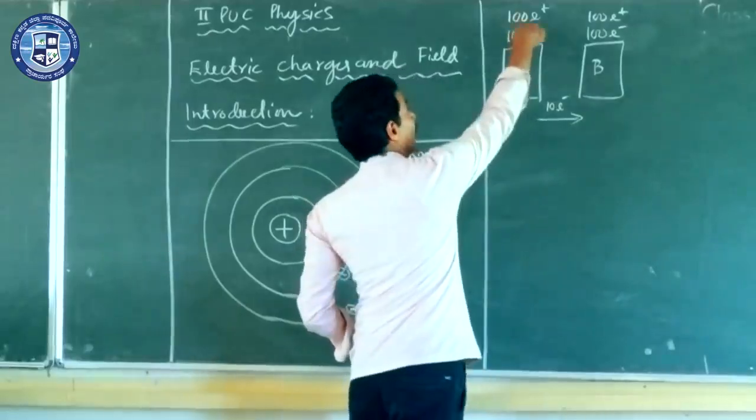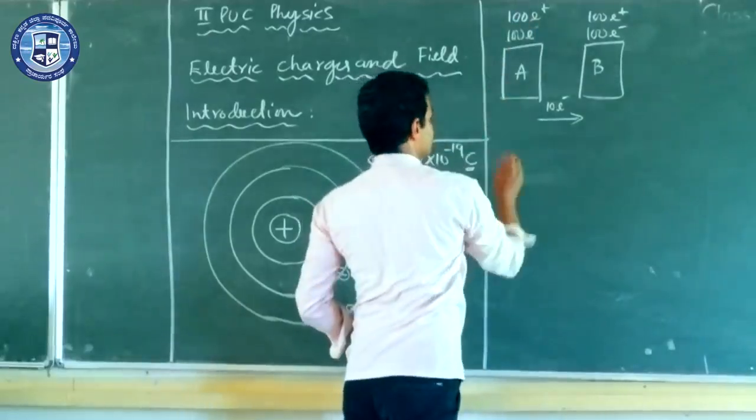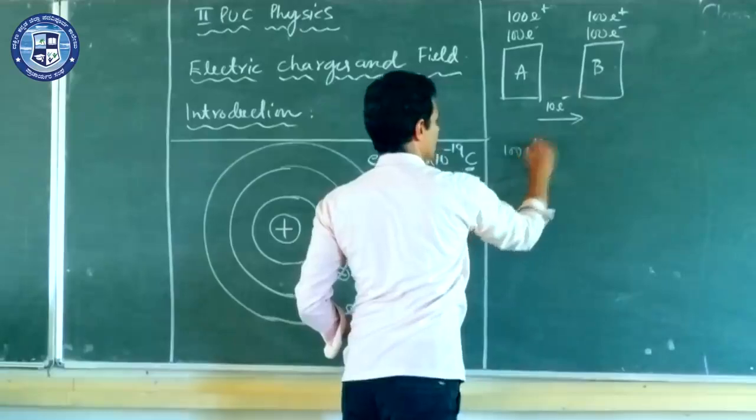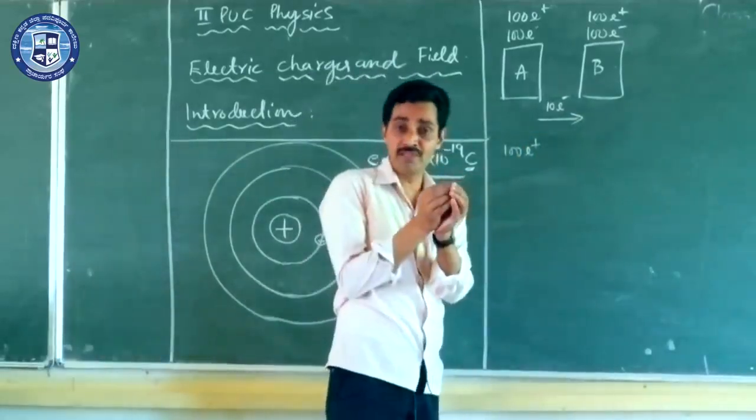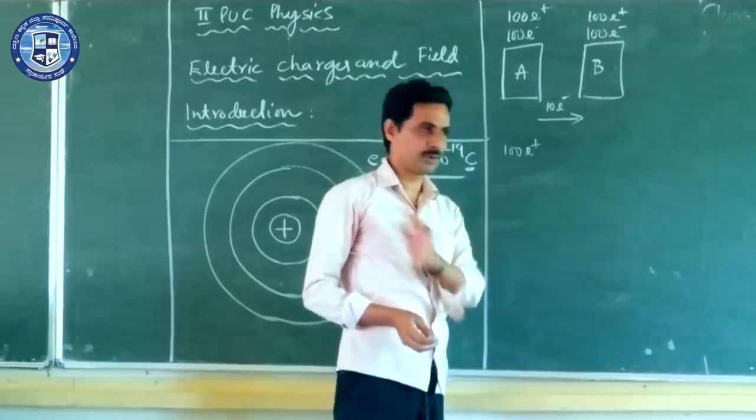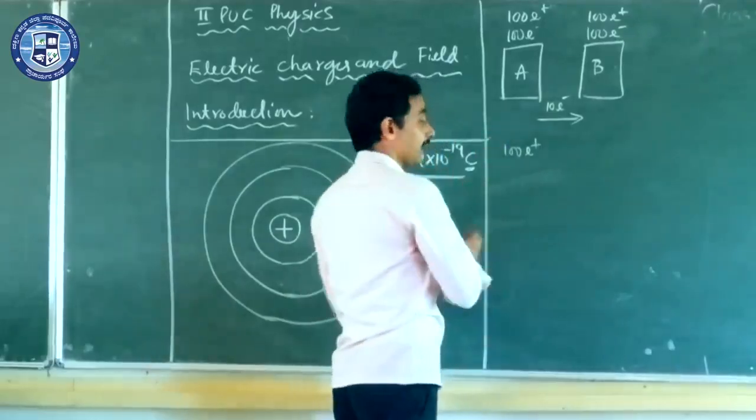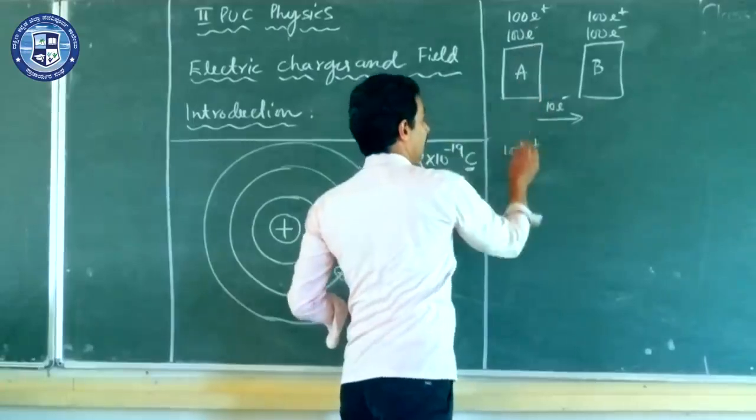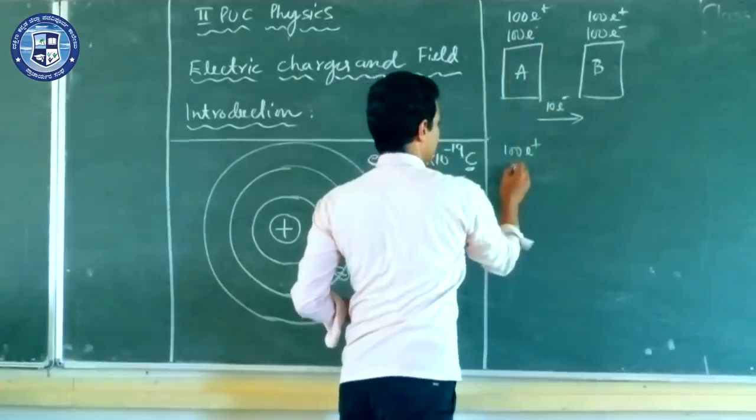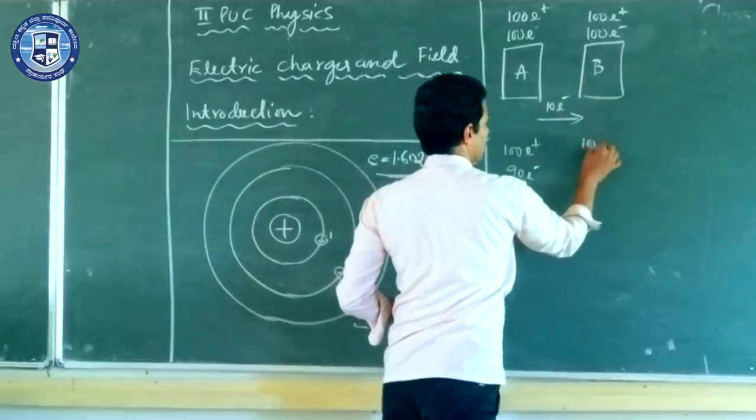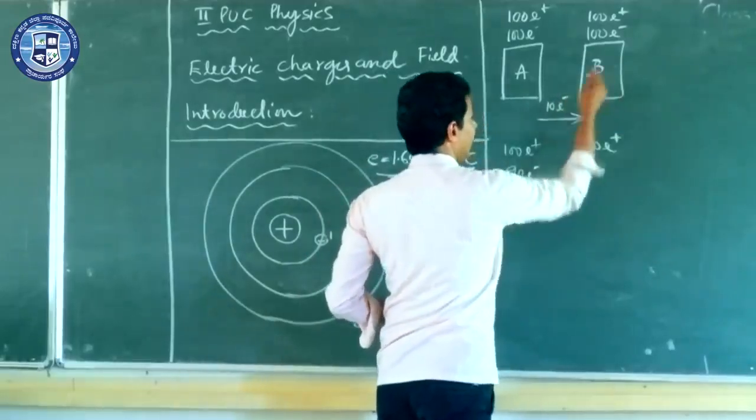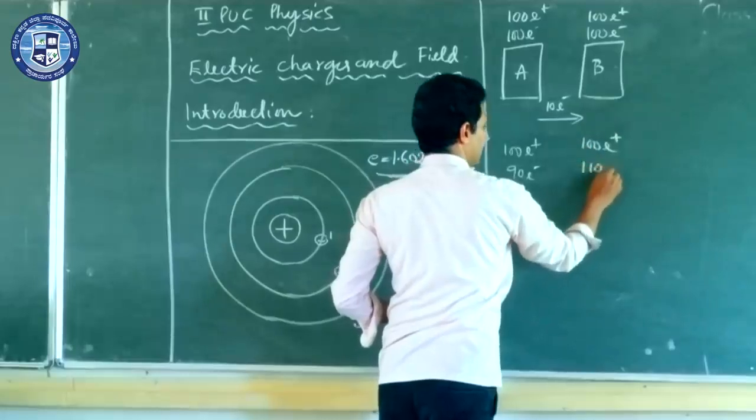Now what is the attendance now? Attendance is you have 100 protons. Protons are in 100 number, no doubt, because they don't leave. They are very safe inside the nucleus. It is very difficult to remove protons. Protons don't move so easily. By rubbing, you can't remove protons. Okay, what about electrons? A has lost 10 electrons, so 90 electrons. And what about here? You have 100 protons, not lost. Gained 10 electrons, so 110 electrons.